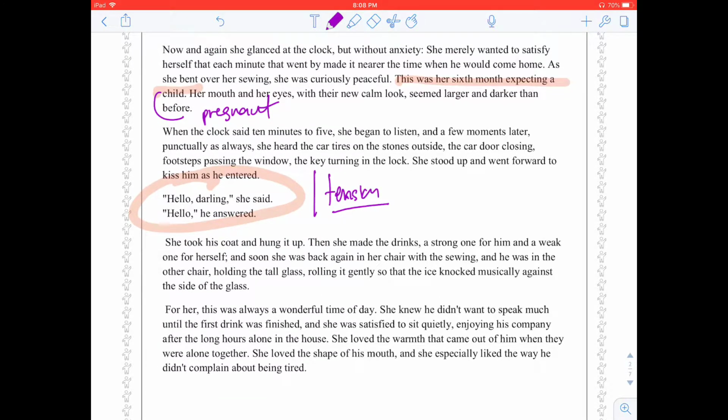Look at this. For her, this was always a wonderful time of day. She knew he didn't want to speak much until the first drink was finished, and she was satisfied to sit quietly, enjoying his company after the long hours alone in the house. She loved the warmth that came out of him when they were alone together. So obviously we notice that she's a very loving wife, and she notices certain aspects of her husband that normally we won't notice, like that she loved the shape of his mouth, and especially the way he didn't complain about being tired.